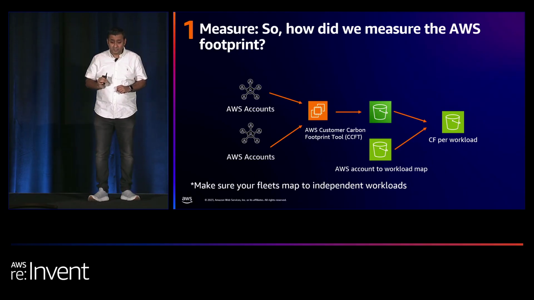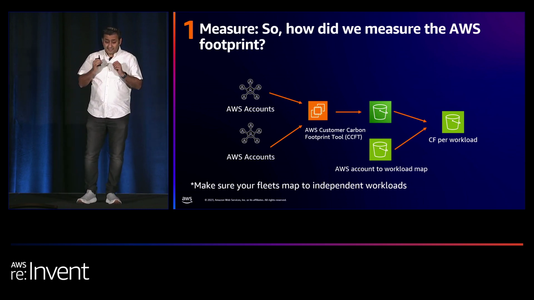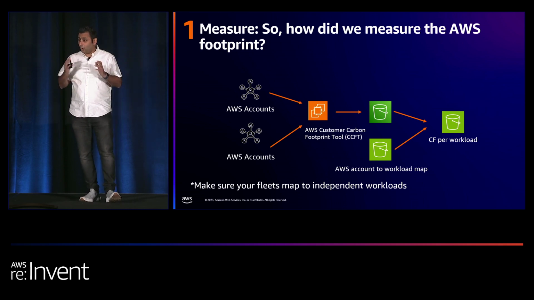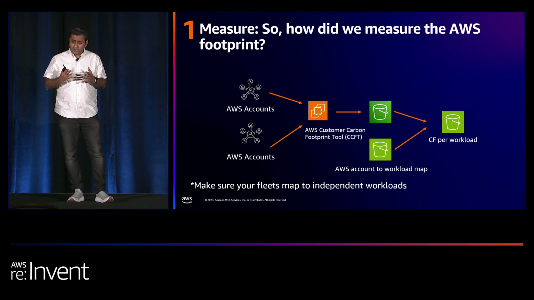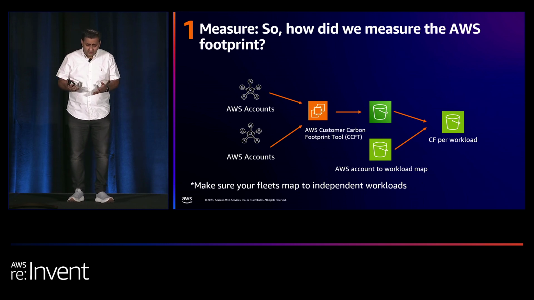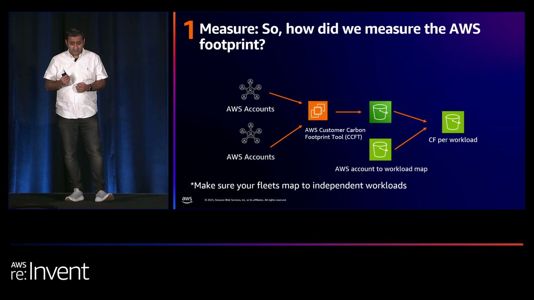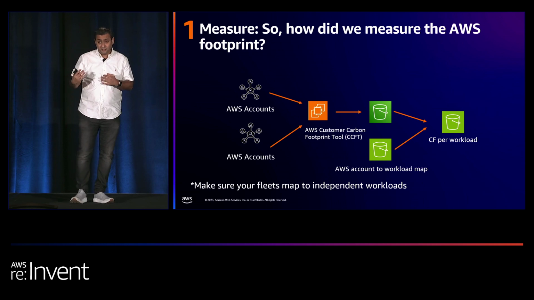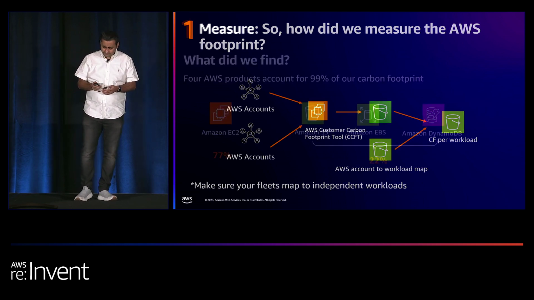For each AWS account, we were able to get our carbon footprint in the same way that AWS makes it available for all AWS accounts. We then aggregated this data at fleet level or workload level, and there you have it. We got CF per workload or per fleet. Now, these workloads, in our case, map back to the life cycle we discussed earlier, so it was a fairly easy way to aggregate our footprint.